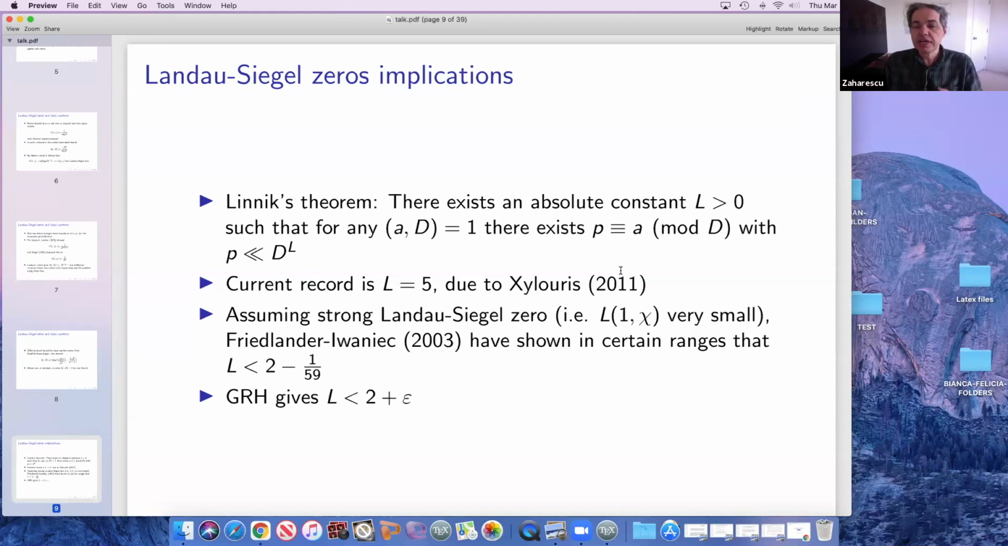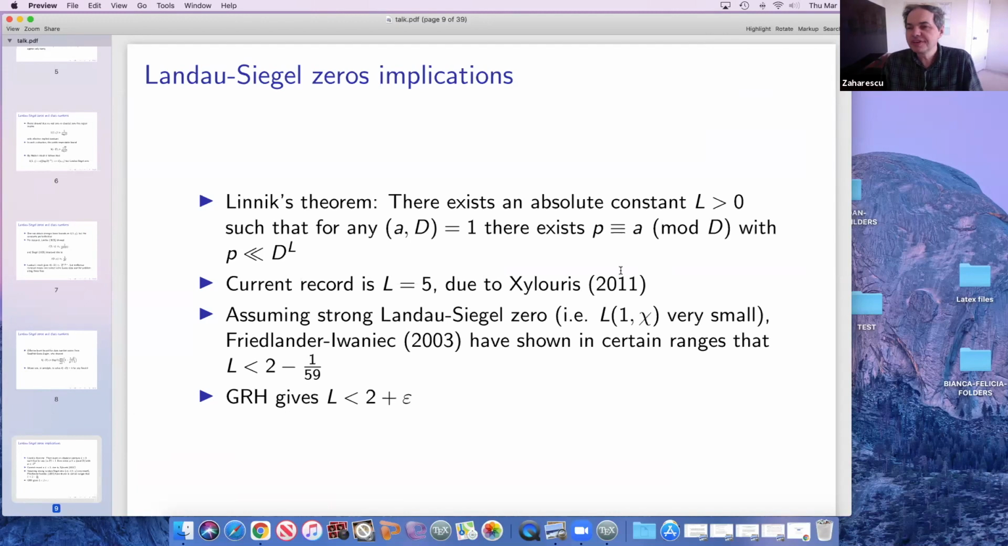Linnik's theorem is well known. It says that there exists an absolute constant L such that in any arithmetic progression, with a and D relatively prime, there is a prime p congruent to a mod D with p less than D to the L. I think the current record is L equals 5, from 2011, Xylouris. But assuming there is a strong Landau-Siegel zero, or in other words that L(1, chi) is very small for a convenient chi, then Friedlander and Iwaniec in 2003 have shown in certain ranges that you can push this L to some constant that's strictly smaller than 2.